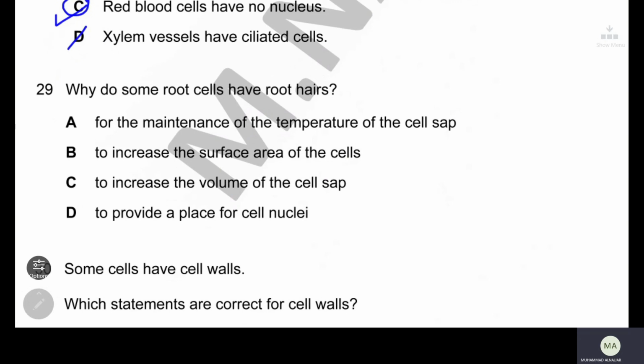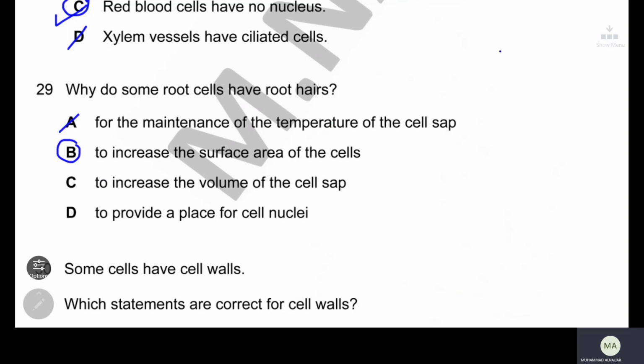Why do some root cells have root hairs? A, for the maintenance of the temperature of the cell sap. B, to increase the surface area of the cells. C, to increase the volume of the cell sap. D, to provide a place for cell nuclei. Let's go through the options. A, for maintenance of the temperature of the cell sap. Of course not, it has no relation to this. B, to increase the surface area of a cell. Surely this is the correct answer.